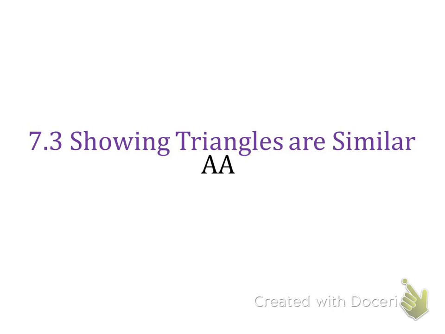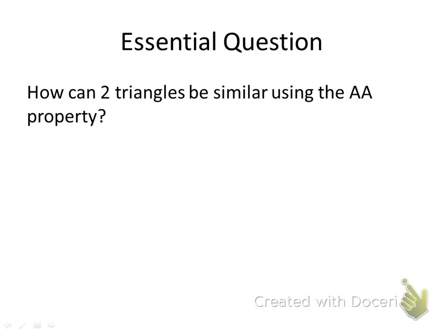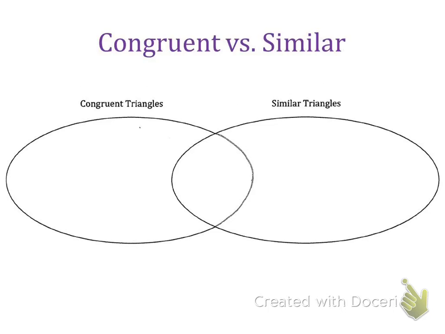Covering 7.3, showing how triangles are similar using the AA property. So again, the essential question is, how can two triangles be similar using the angle-angle property? So let me start showing where our thoughts have been so far.